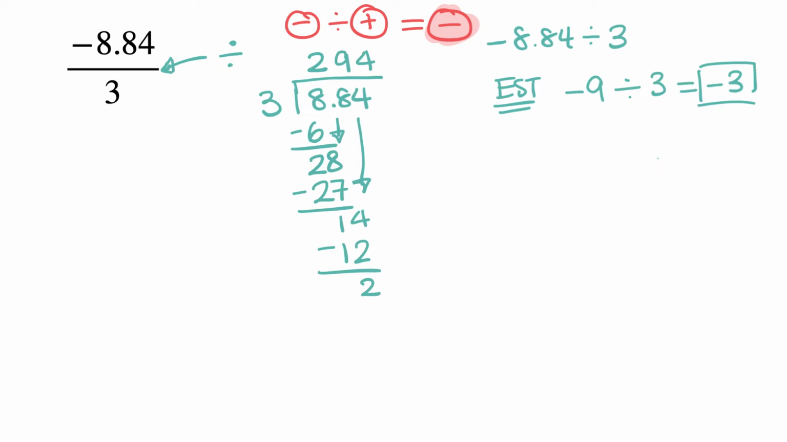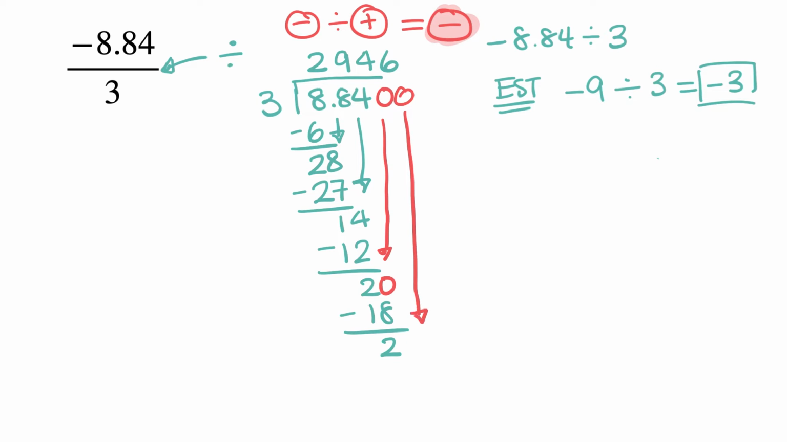And right now I've run out of digits, but we know that we can continue adding zeros until we either see a pattern or it stops, so I can bring down a 0. And now I have, how many times does 3 go into 20? That's 6. 3 times 6 is 18. Subtract, and I get 2. And again, I've got another 2, so I can bring down another 0, and I have 20. And then I can do this one more time. How many times does 3 go into 20? It's 6. 3 times 6 is 18.